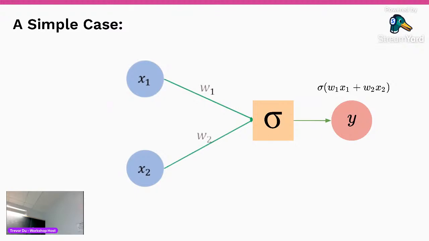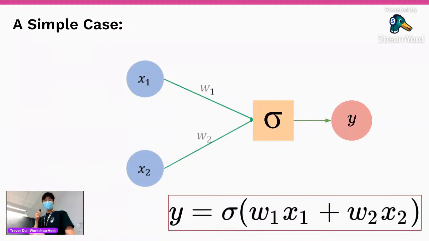So we have this function called sigma, and into sigma we pass our weighted sum of the weights multiplied by the inputs, and then that's the value for y, so the output node. Is everyone okay with that? Awesome. So this is our big equation here. It's y is equal to the activation function sigma applied to the weight of the first node multiplied by the input of the first node plus the weight of the second node multiplied by the input of the second node.